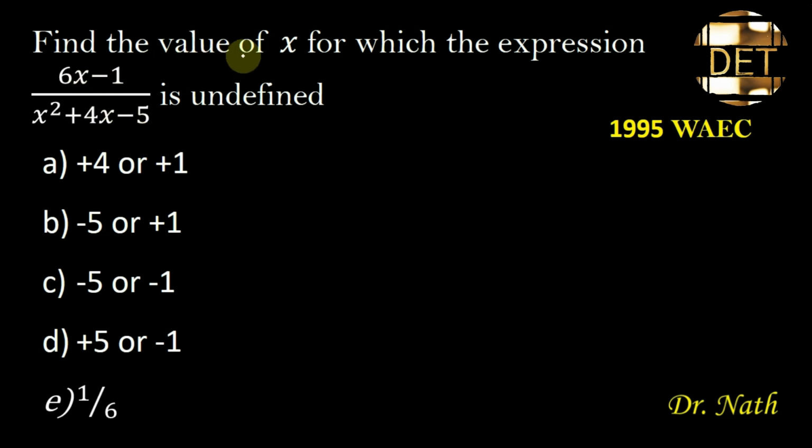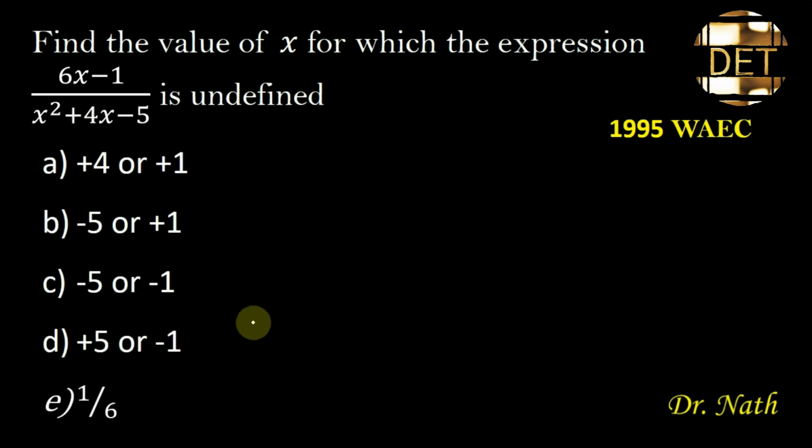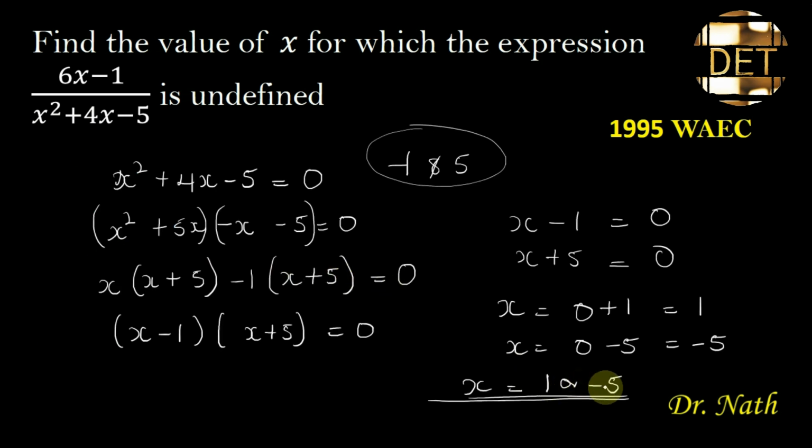So find the value of x for which the expression 6x minus 1 all over x squared plus 4x minus 5 is undefined. So the answer that we got is 1 or minus 5. So the correct answer to this question is option B, minus 5 or plus 1. This is what we got, 1 or minus 5. 1 simply means plus 1. So it's plus 1 or minus 5.